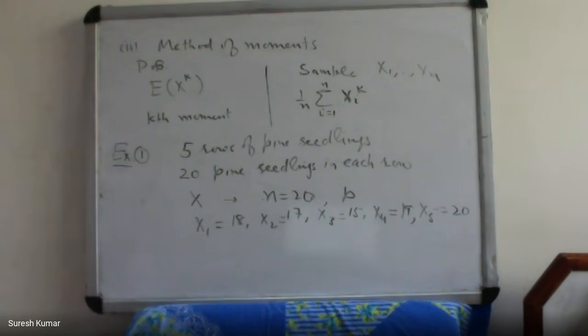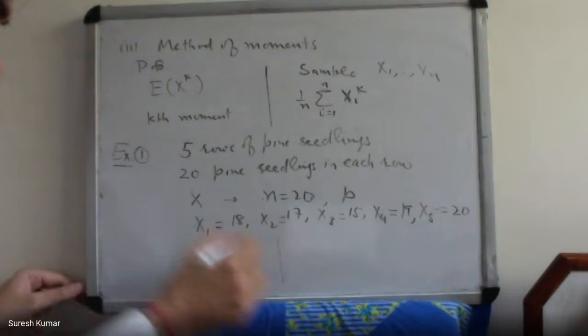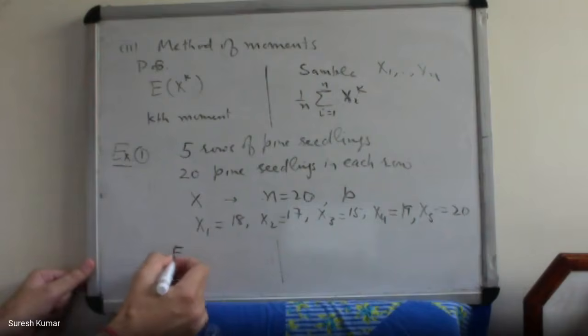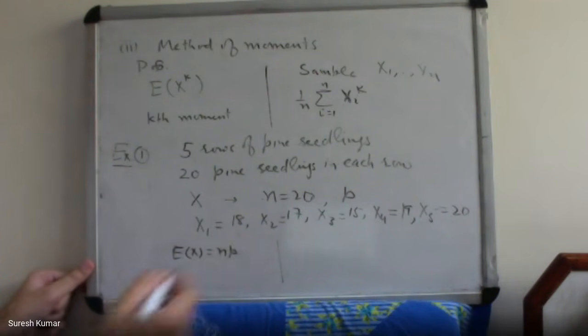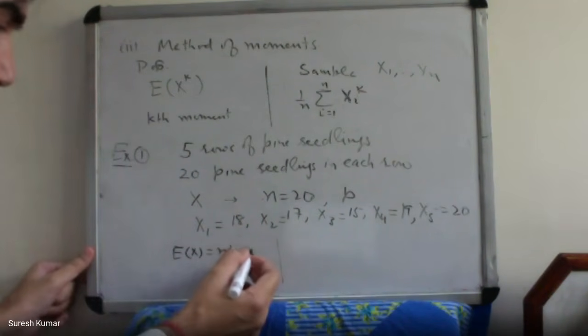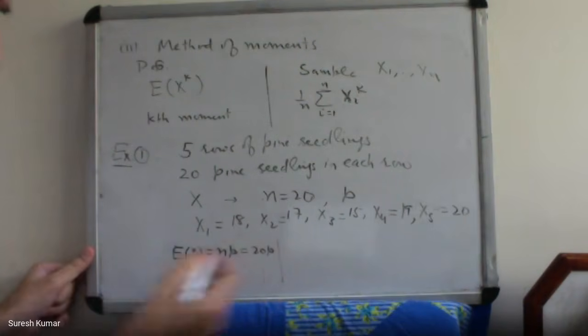So what is the population moment here? X is a binomial random variable. The first moment of a binomial random variable is np, the expectation of X, the mean. N is given to you, so it is 20p.